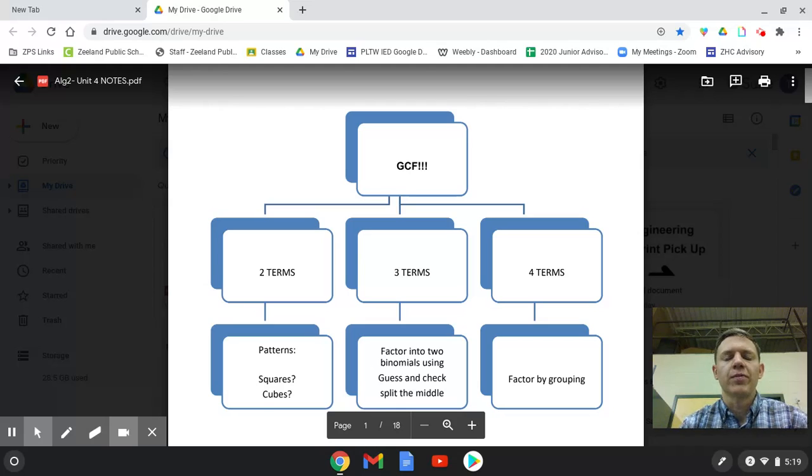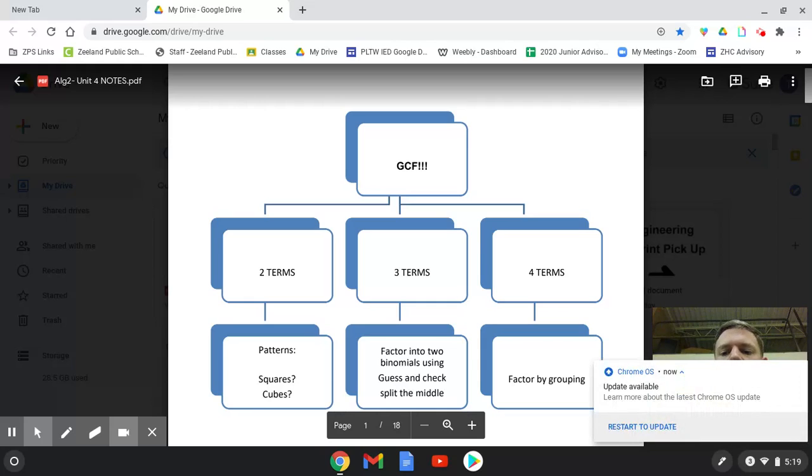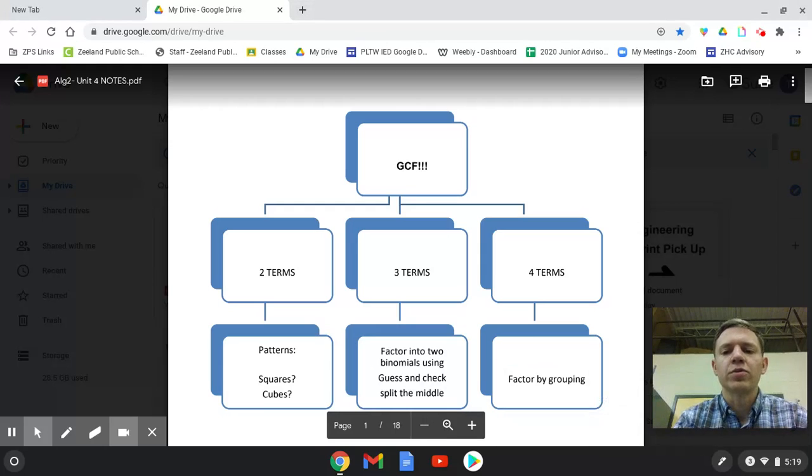First thing you should do, always, as that's the first bubble, is find the greatest common factor. Okay, what do they all have in common? From there, if you've already done that or you can't do that, you need to decide based on 2 terms, 3 terms, or 4 terms. So if you have 2 terms, you can look for some patterns in there. If you've already taken the GCF out, are there squares, are they cubes, for example?